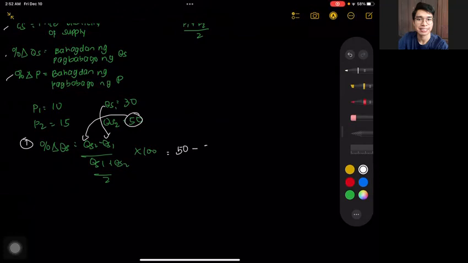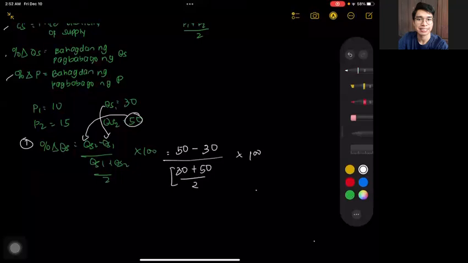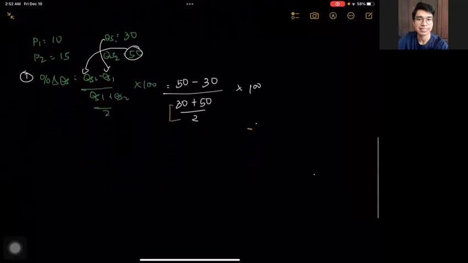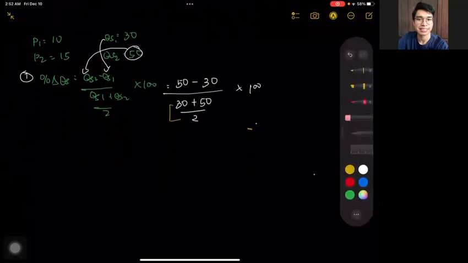So magiging siyang 50 minus 30 divided by 30 plus 50 divided by 2. So almost the same din ito dun sa price elasticity of demand. So multiply by 100. So unahin muna natin yung fraction sa ibaba o dun sa denominator. So we need to simplify it first para hindi tayo malito step by step. So 50 minus 30 divided by 30 plus 50 is 80 divided by 2 times 100.